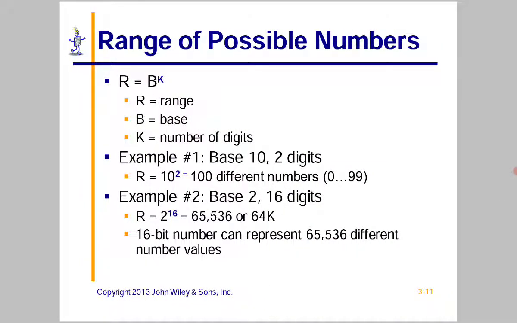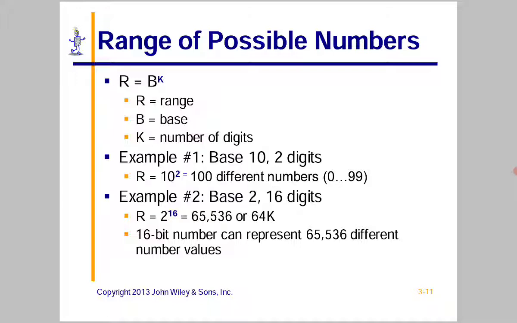Range of possible numbers. How to find the range of possible numbers? r is equal to b power k, where r is the range, b is the base, and k is the number of digits. Take the first example, base 10, 2 digits: r is equal to 10 square, that is 100 different numbers.